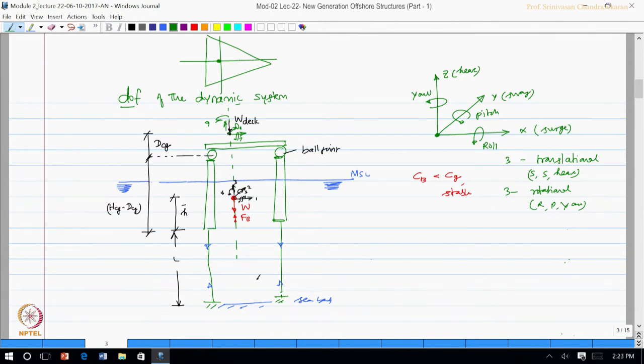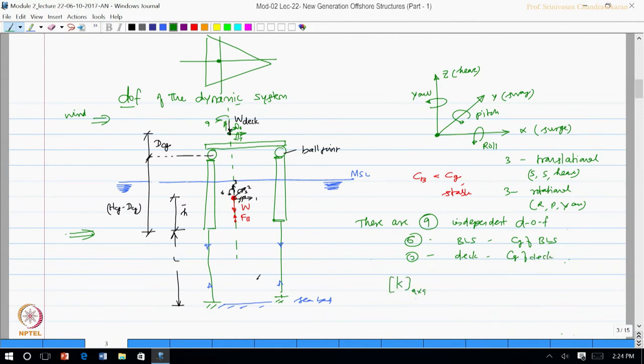Now one may ask me a question, how will the deck undergo rotational responses when there is no transfer of the rotation from the buoyant leg to the deck? That is true. Under the wave action, there is no transfer of rotation from the legs to the deck, but under the wind action, there can be rotations caused which will not get transferred to the buoyant legs. It means there are now 9 independent degrees of freedom. 6 are for the buoyant legs, marked at the CG of the buoyant legs, and 3 for the deck, which are marked at the CG of the deck. So the stiffness matrix should now become 9 by 9, the mass matrix should become 9 by 9, and obviously the damping matrix will also be 9 by 9.